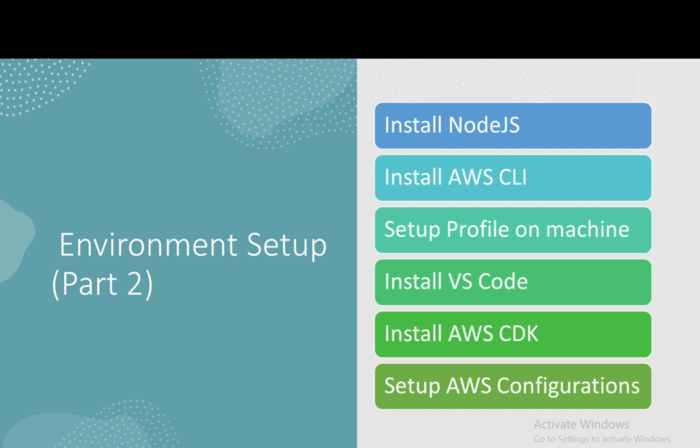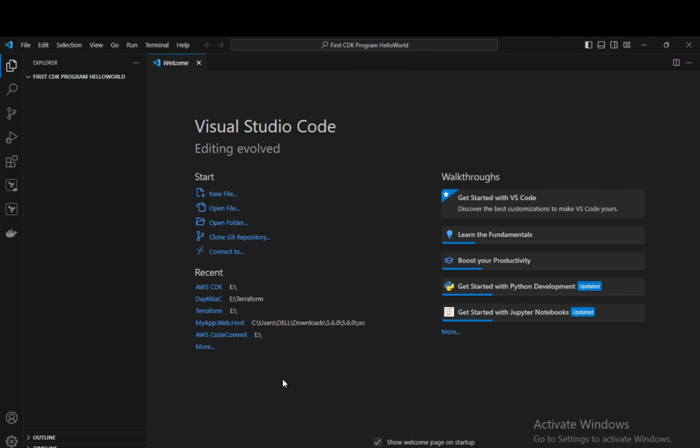In this part, we are going to see the practical implementation. We are going to see the sample project of Hello World, where we are going to program with Node.js and Visual Studio Code. So let's start. To start with our first application, Hello World, I have created a folder, first CDK program Hello World, and I've opened the folder on Visual Studio Code.